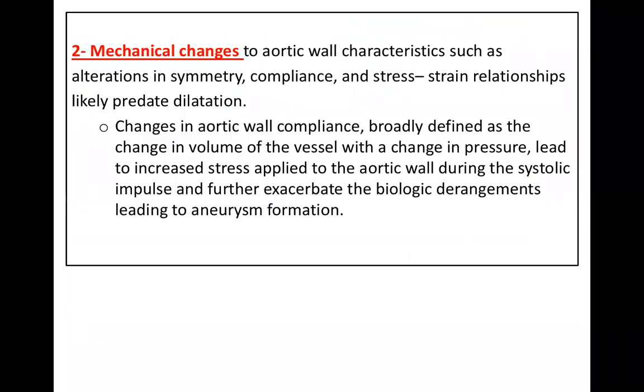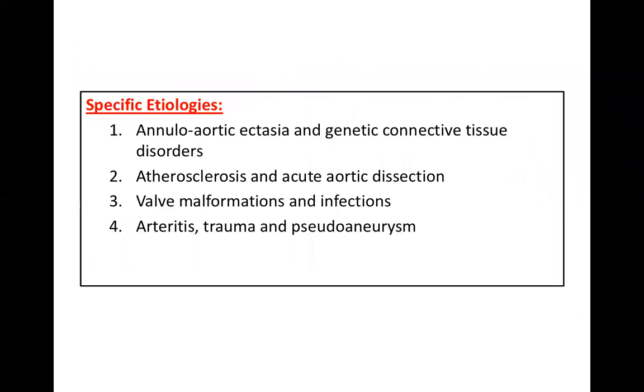The mechanical changes to the aortic wall, such as alteration in the symmetry, the compliance, and the stress-strain relation, likely predate the dilatation. So change in the compliance, broadly defined as change in the volume of the vessel with a change in the pressure, leads to increased stress applied to the aortic wall during the systolic impulse and further exacerbates the biological derangement, eventually leading to the aneurysmal formation. So if we can conclude, we have a specific etiology.